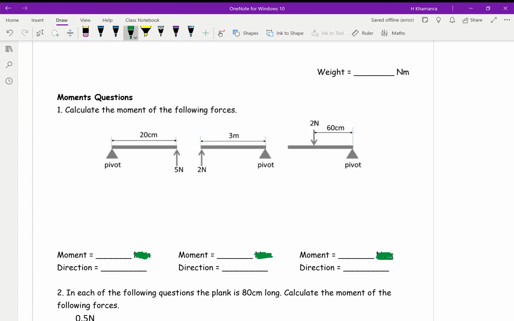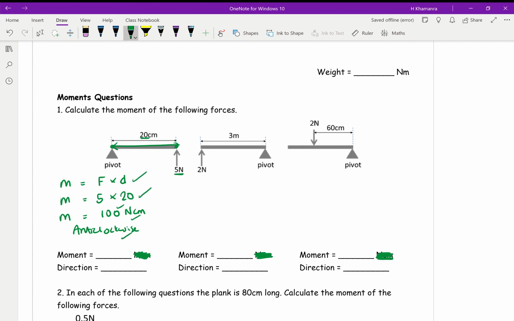So the first one, moment equals force times distance. The force is measured in newtons, so that's my 5. And my distance is 20 centimetres from the pivot to the force. So that is going to give me 100, and my unit is newtons times centimetres, and my direction, if I do my little trick, is going to be anti-clockwise. So, like I say, that's worth 1, 2, 3, 4, 5.